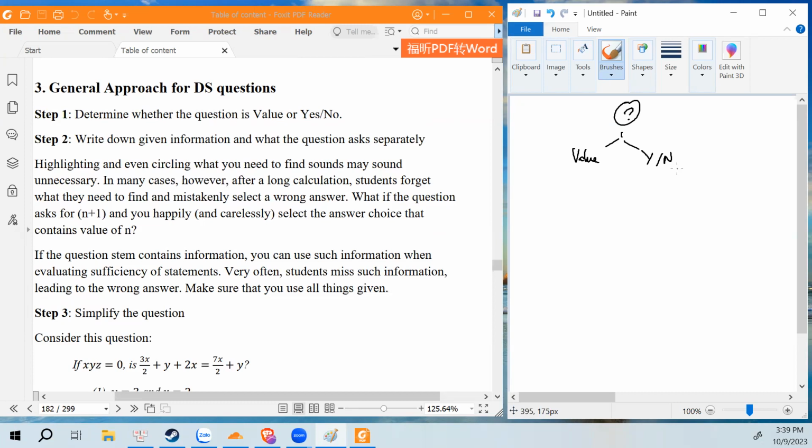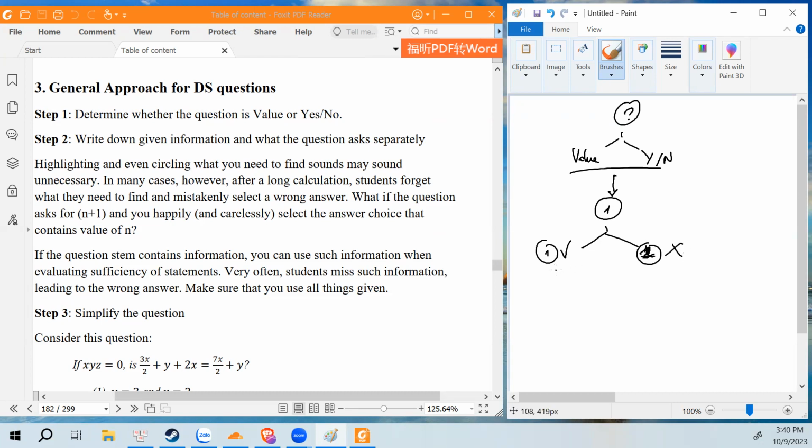All right. So what we're going to do next, after evaluating value or yes/no question, is evaluate each statement individually, separately. First, we're going to evaluate statement 1 separately. We're going to ignore what's being said in statement 2. And there are two potential cases here: statement 1 alone would be sufficient, or 1 alone is not sufficient.